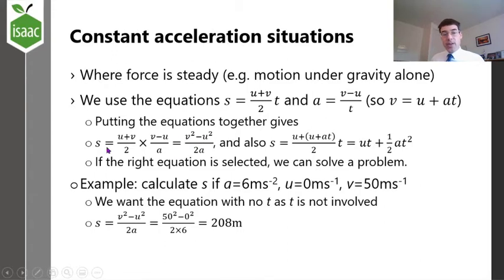The lovely thing is it's already got S as its subject, so we can use that equation, we can put the numbers into it, and it will give us our answer. Sometimes, however, we have to rearrange the equation before we can get to the solution, but that is how we go about it.